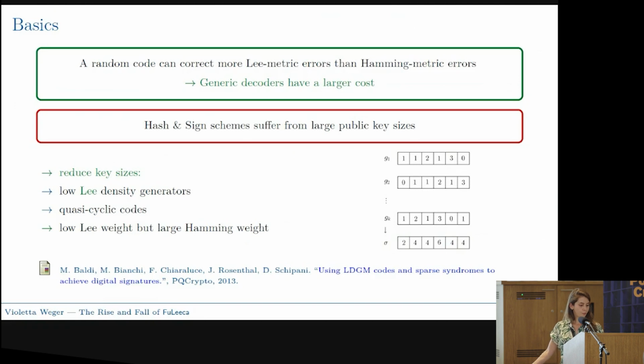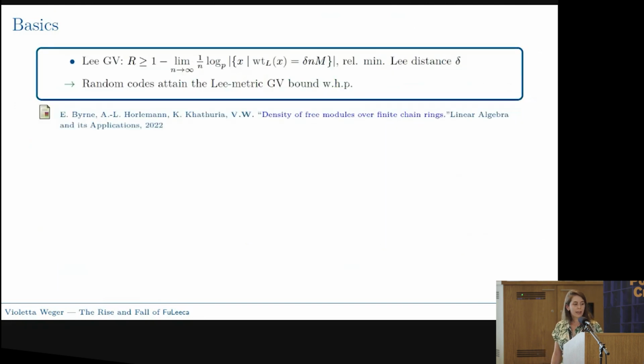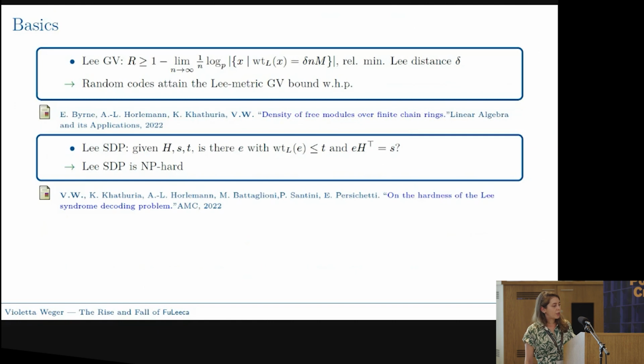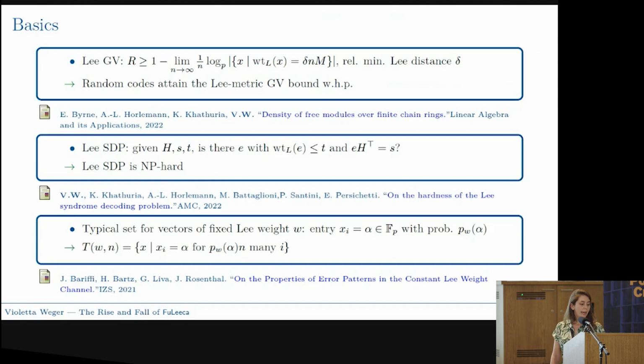Or so is the hope. We need a few more facts about the Lee metric to do some code-based crypto. First of all, we do have a Gilbert-Varshamov bound, and we do know that random codes attain them with high probability. That is great. We know what kind of minimum Lee distance we should expect. We also know that the syndrome decoding problem in the Lee metric is still NP-hard. And we know what vectors of a fixed Lee weight usually look like, from this typical set. So that's great for doing some crypto.